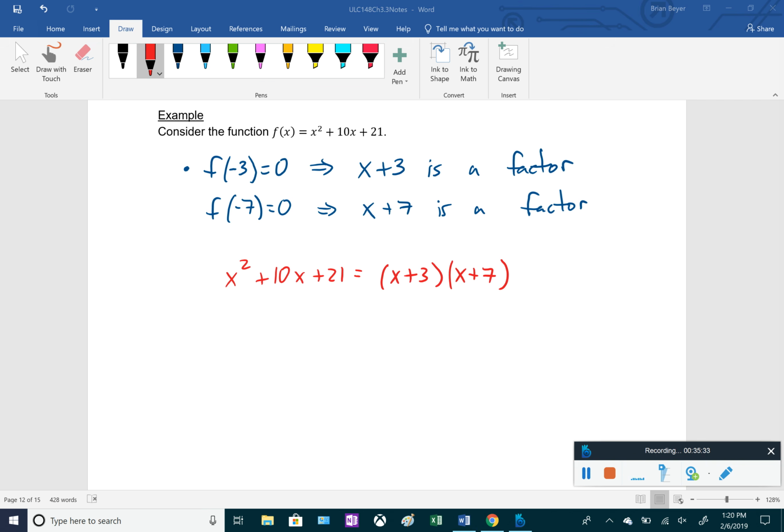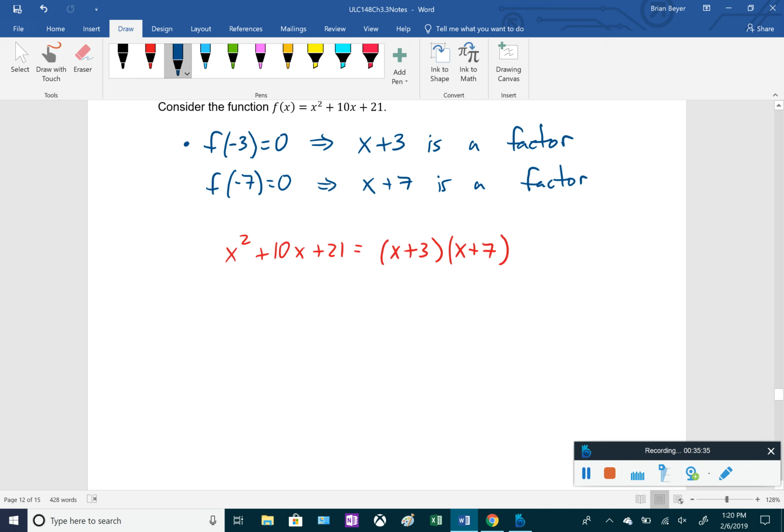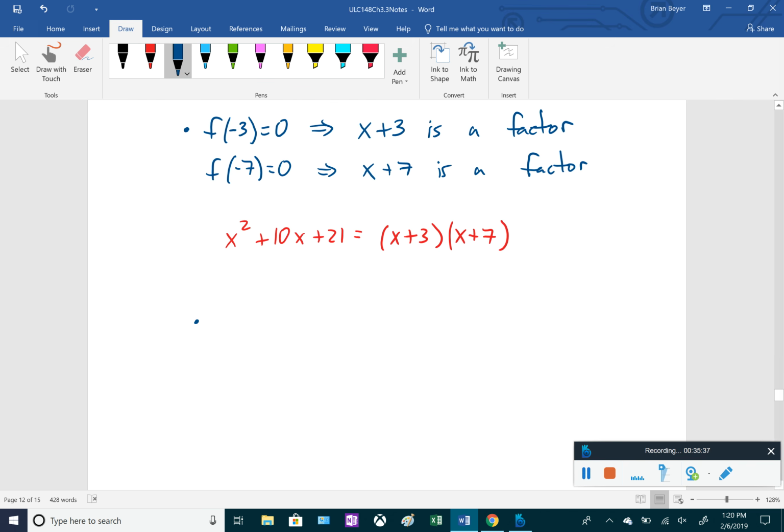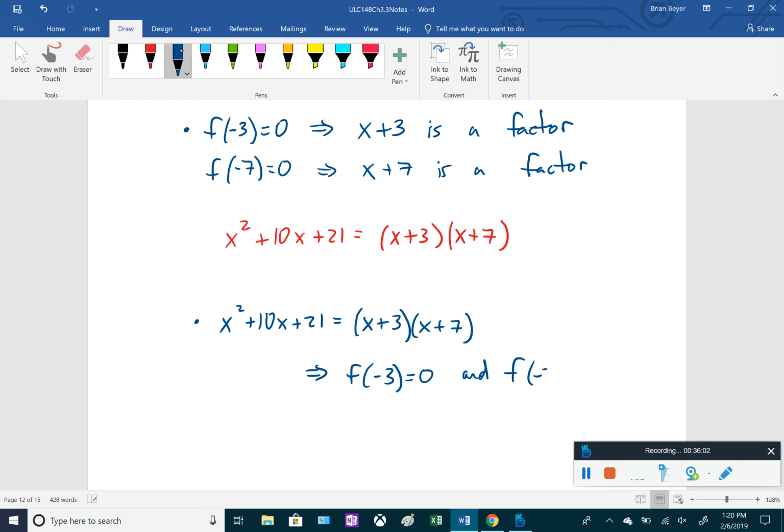Okay, so that's all that means for that direction. I'm going to go the other direction now, which is going to look pretty redundant. It's going to be the same thing, but in the reverse order. So I'm going to say, since x squared plus 10x plus 21 equals x plus 3 times x plus 7, that is going to tell us that f of negative 3 equals 0 and f of negative 7 equals 0.